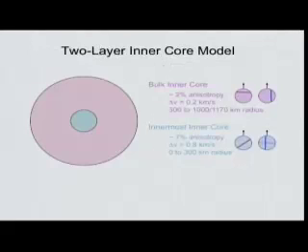So if I summarize the two-layer inner core model, we have this sort of scenario. We have the bulk inner core, which makes up most of the inner core, most of the volume. And it has weak anisotropy. The fast direction is parallel to the rotation axis, going in the north-south direction. The slowest direction is perpendicular to the rotation axis, or the east-west direction.